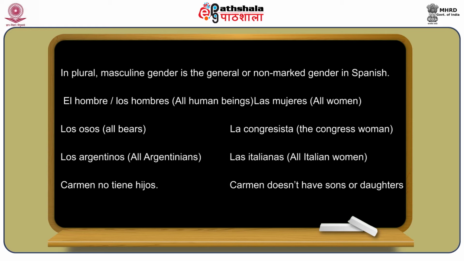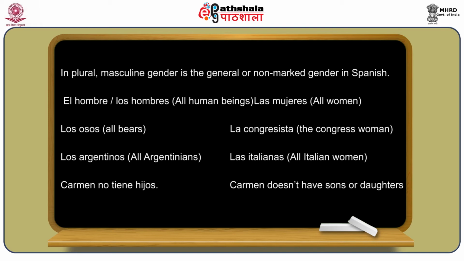Same way, another example, if I say el argentino, it will mean the Argentinian, but los argentinos means all the Argentinian people. Same way, if I say el italiano, it will mean one Italian, that is the Italian. And if I say las italianas, it will mean all Italian women. If I contrast this las with los italianos, then it will include all the Italians, and las italianas will only include the women.